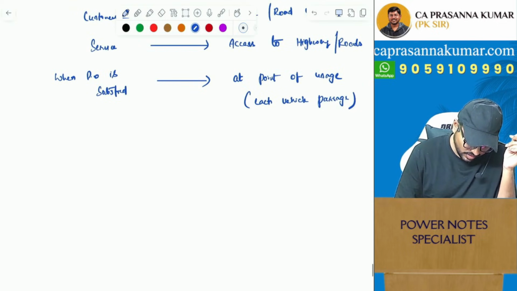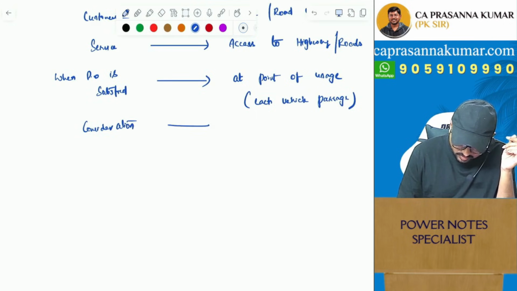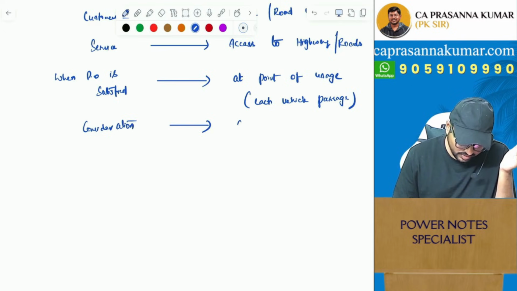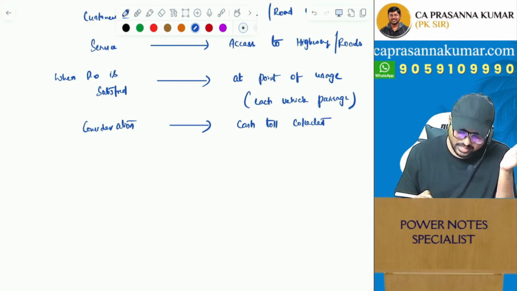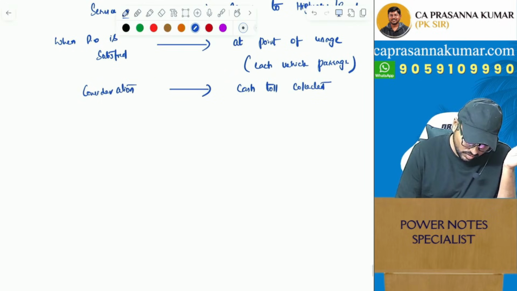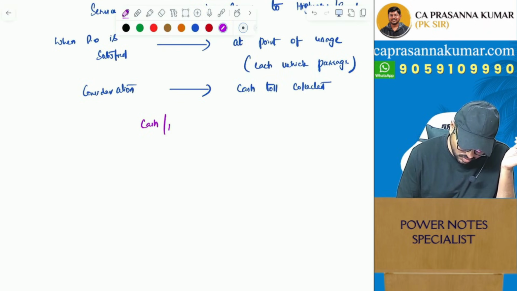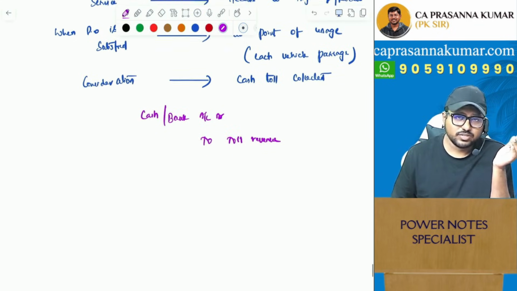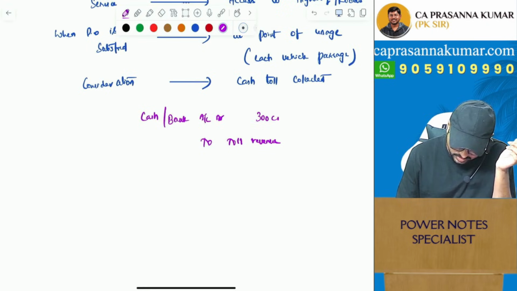Clear? What is the consideration in this case? For each vehicle passage, when the PO is satisfied, you will be recognizing your revenue, and that revenue is nothing but cash toll collected. Now you are not collecting cash, so I can simply call it toll collected. So you will pass the entry: toll collection, which is cash or bank account, debit, to toll revenue, because here you are getting revenue for the operating services, right? How much is that? 300 CR. To that extent you can collect.